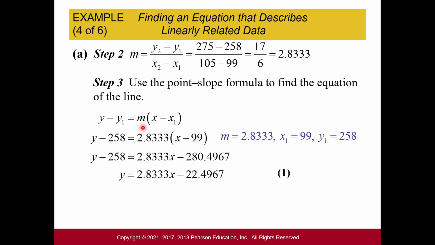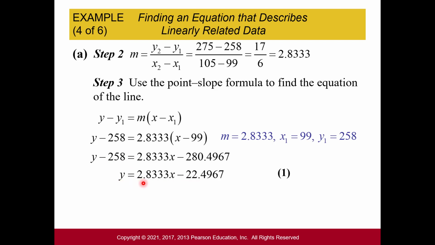We have m, we just figured out. So technically, we're going to type in the calculator 17/6 right here, or just leave the unrounded number in the calculator. It would have a bunch more 3s after it. And then x1, y1, it can come from either point, but we're going to pick our first point. So the x1 was 99, the y1 was 258, and then we just start simplifying. So remember how this works from algebra. You distribute the slope, so that's where this 280.4967 came from. And then last step, just add the 258 over.